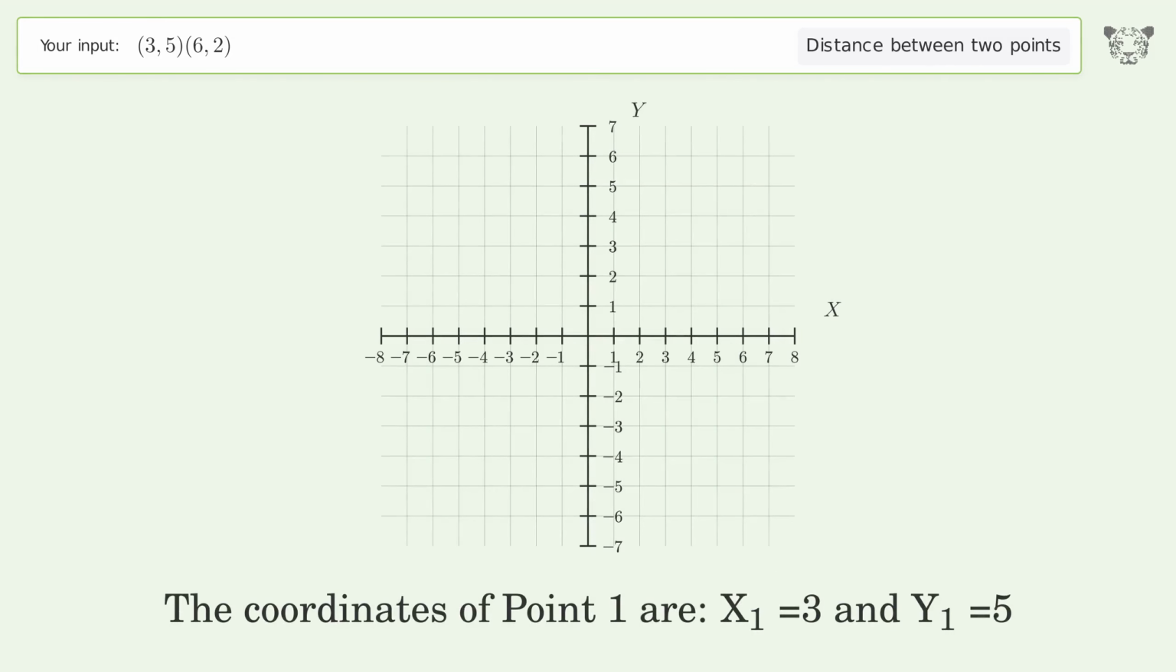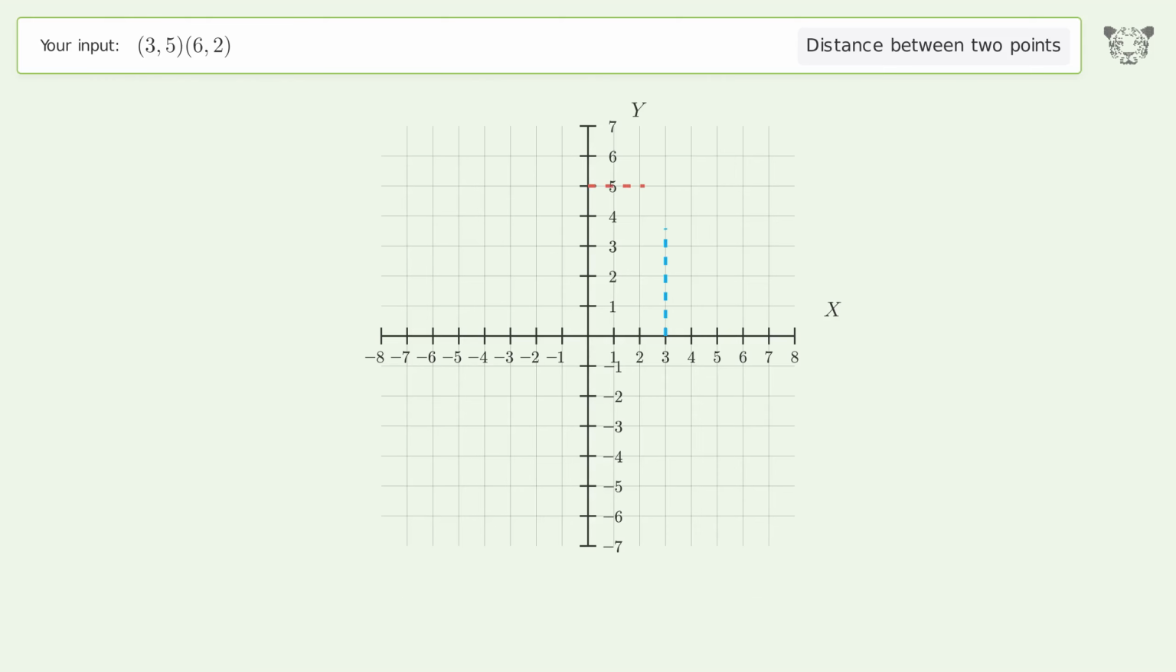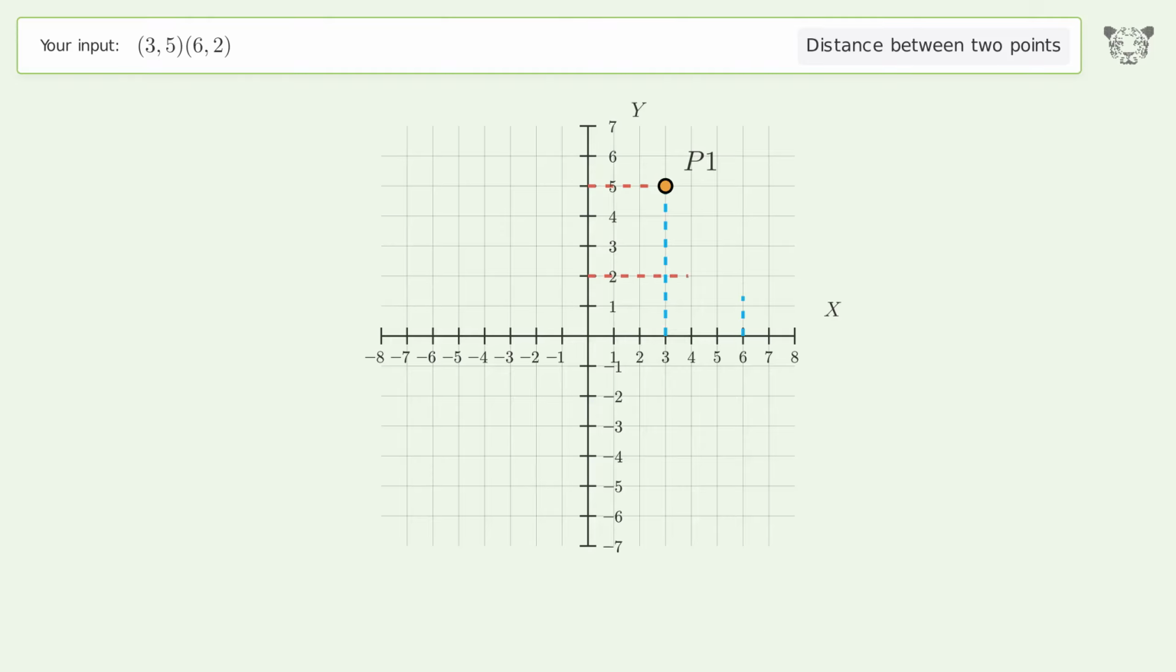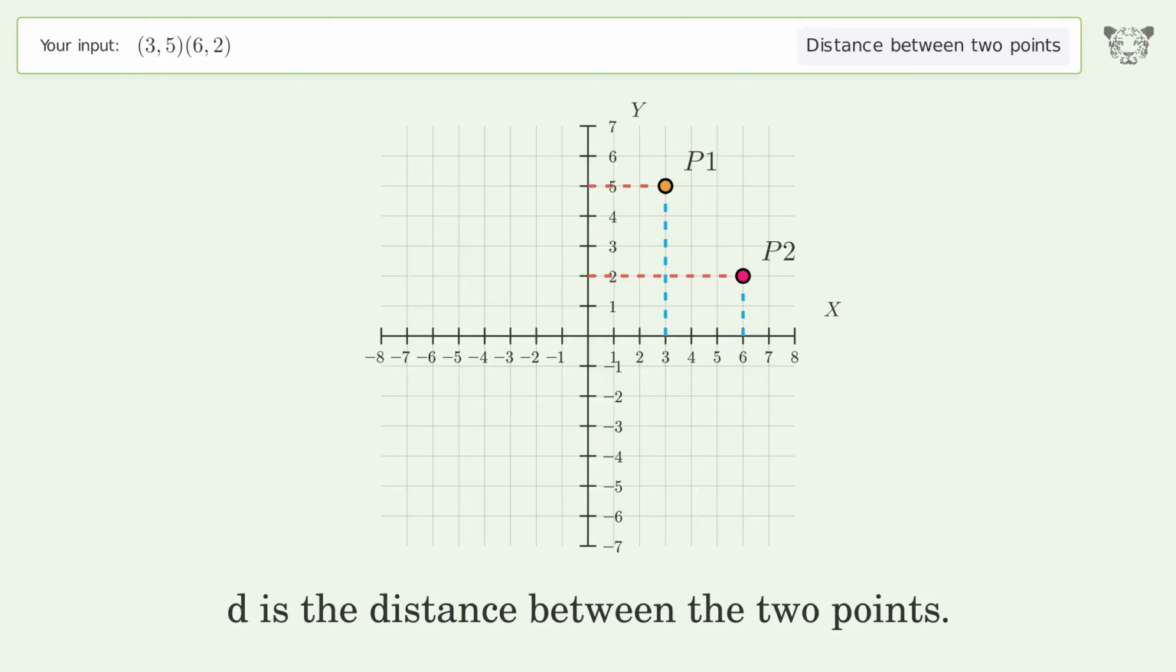The coordinates of point 1 are x1 equals 3 and y1 equals 5. The coordinates of point 2 are x2 equals 6 and y2 equals 2. D is the distance between the 2 points.